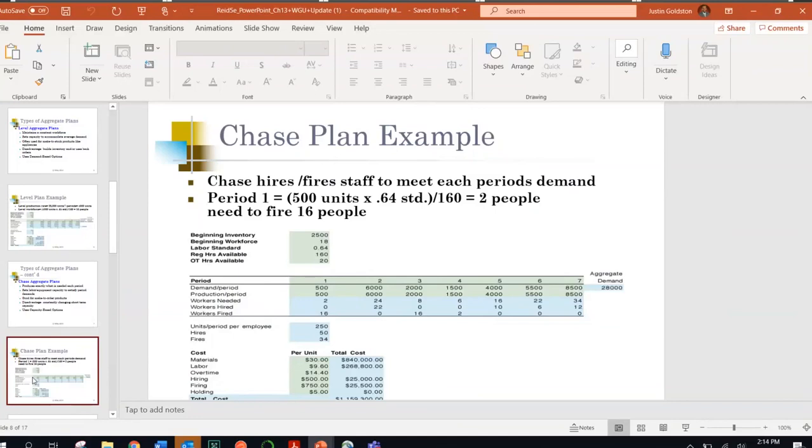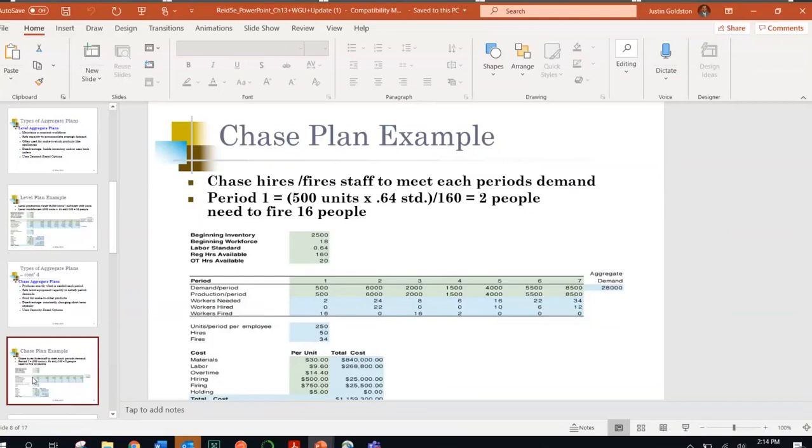So that's where the chase strategy, where I chase my demand, and that's where we're going to increase and decrease our workforce, and we can also increase and decrease our production levels and production capacities when it comes to the inventory from an inventory perspective.